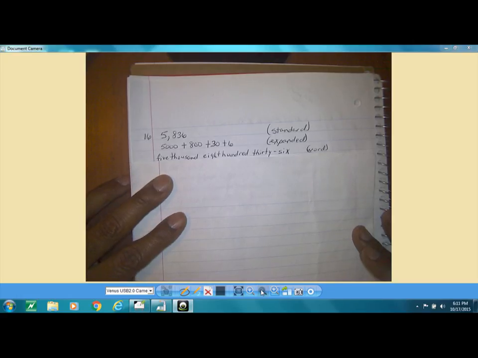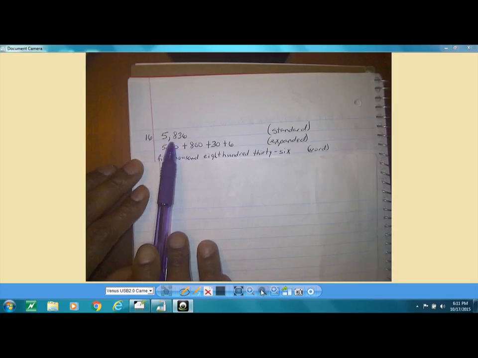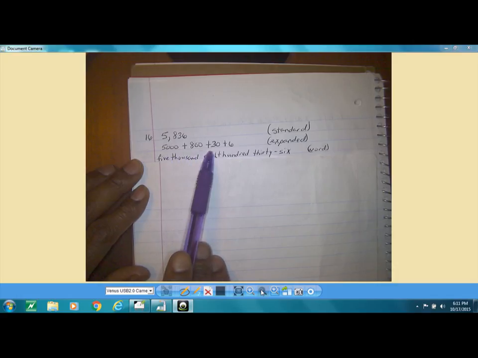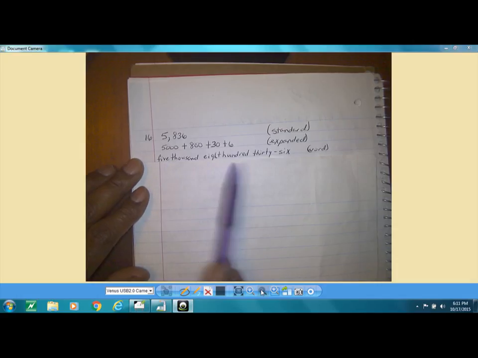And what they ask you for in the directions, 5,836. As you are writing, I wanted to make sure you had the chance to see these three forms of the same number. 5,836 is the same as 5,000 plus 800 plus 30 plus 6. And this is word form.